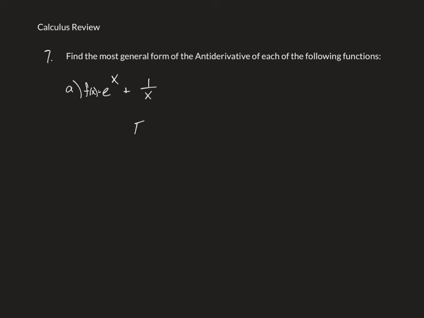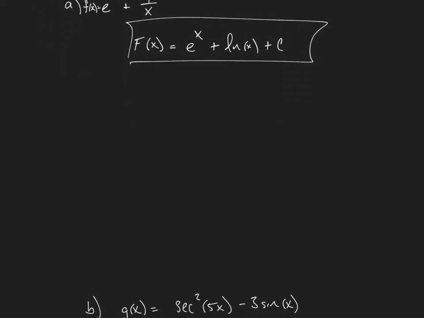So I'm going to call the antiderivative of f of x, capital F of x, and the antiderivative of e to the x is e to the x because the derivative of e to the x is e to the x. The antiderivative of 1 over x is ln of x. And because it's a general antiderivative, I do have to account for the fact that there could be a constant at the end of that antiderivative. So that would be the answer to 7a.